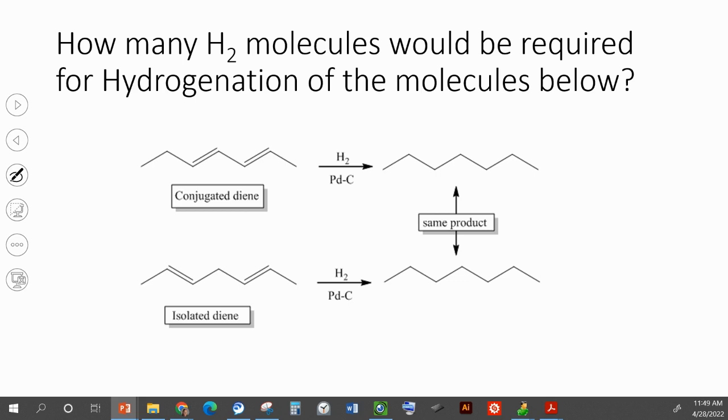All right. So let's look at these two. So we have this diene. This has 2 double bonds. That's called a diene. This is called a conjugated diene. If you take organic chemistry, we talk about how these electrons can kind of move through where these double bonds are. So that's kind of interesting. And then this is an isolated diene. So how many molecules of hydrogen would we need to hydrogenate this molecule?